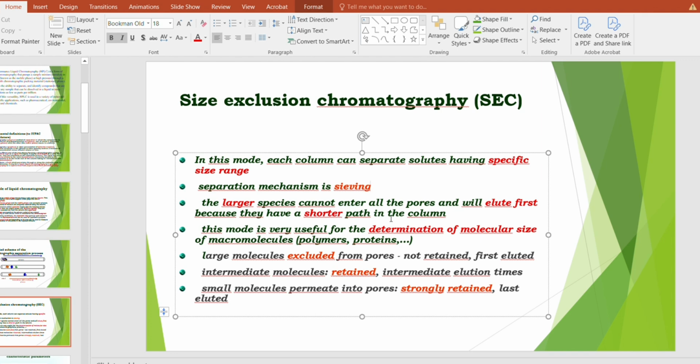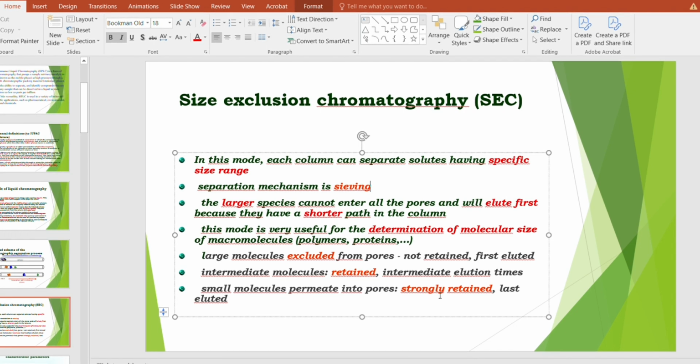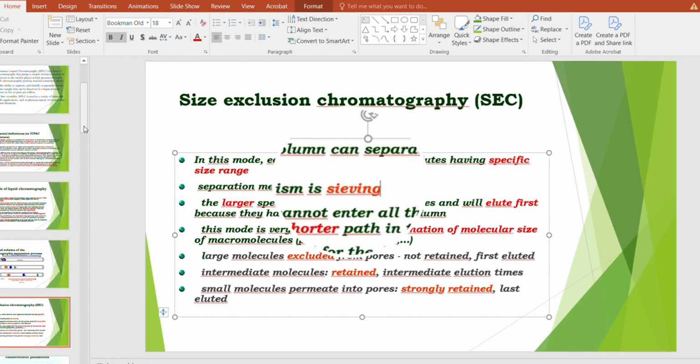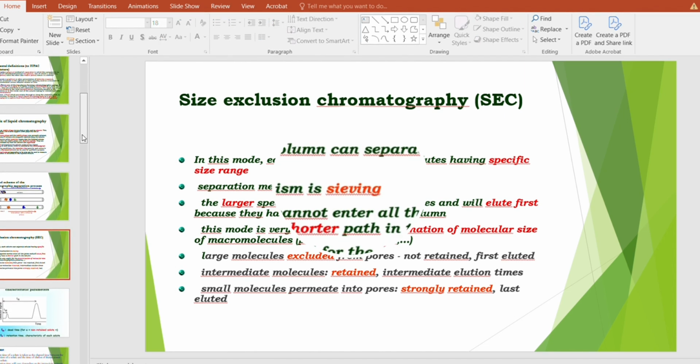This mode is very useful for the determination of molecular size of macromolecules, the bigger sizes. The larger molecules are excluded when the pores are not retained and elute first. The intermediate molecules are retained slower. Smaller molecules permeate into the pores, are strongly retained, and are eluted last. So there will be last elution of the smaller particles, you can say the microparticles.